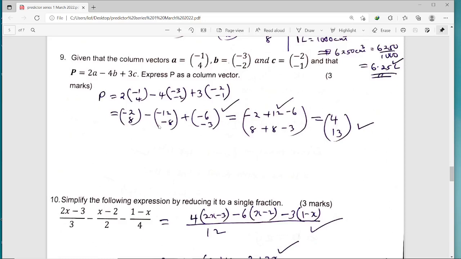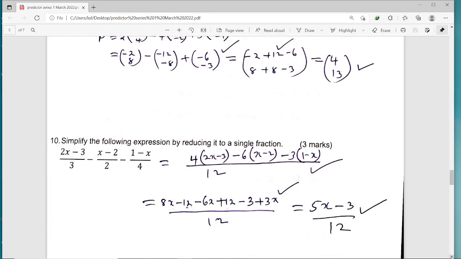Minus, it becomes plus 8. Then -3, that is -2 plus 12 minus 6, and 8 plus 8 minus 3. So this is 10 minus 6 is 4, and this 16 minus 3 is 13. So that is the column vector. It's a symbol as that, column vector.